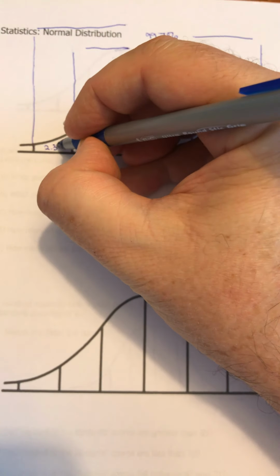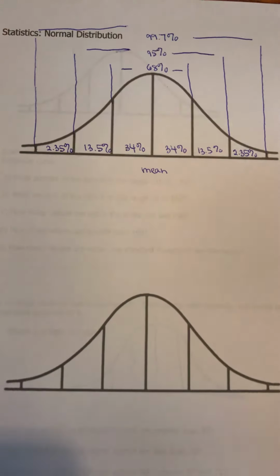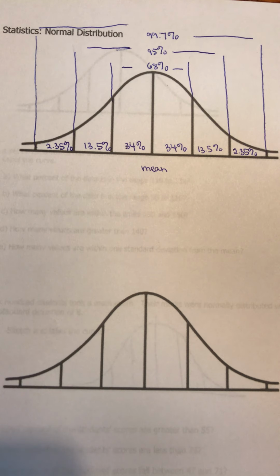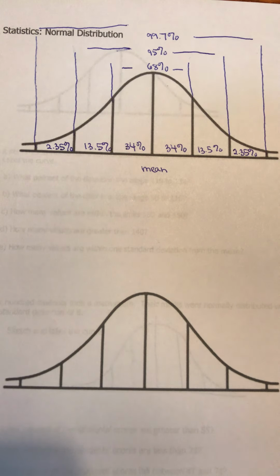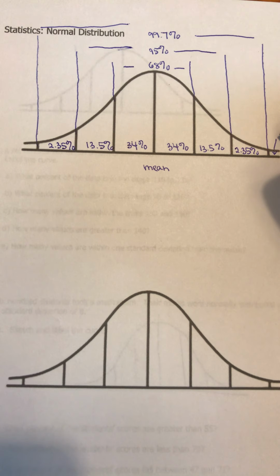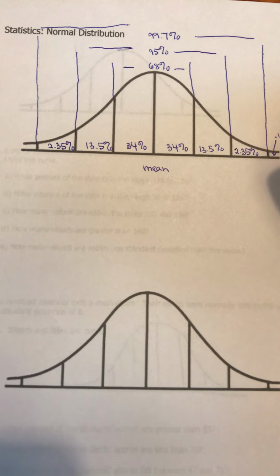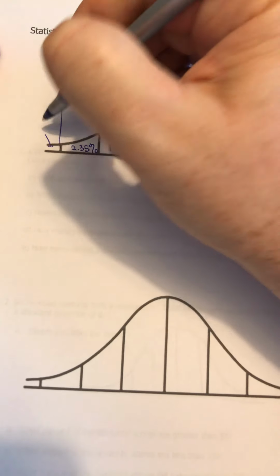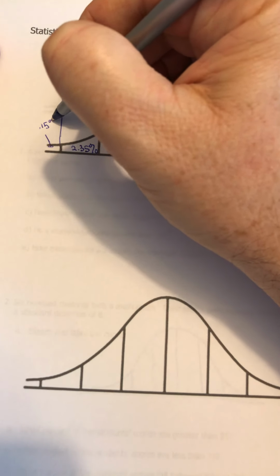These numbers are very important. If it's normally distributed, these are the numbers always, every single time. And then 100% is the entire picture, so these little regions right here will be 0.15%, both of them. And all of those add up to 100%.